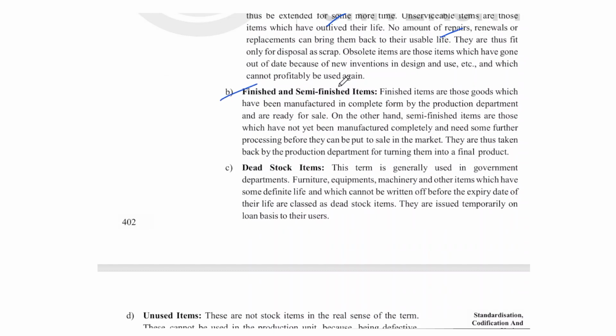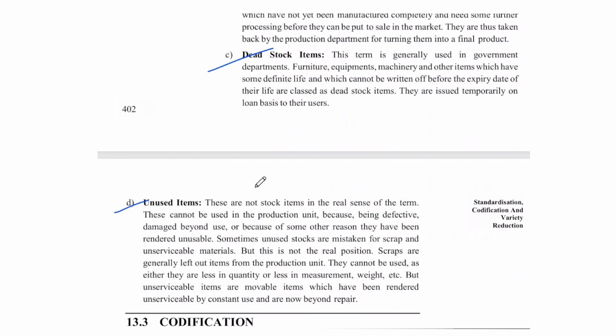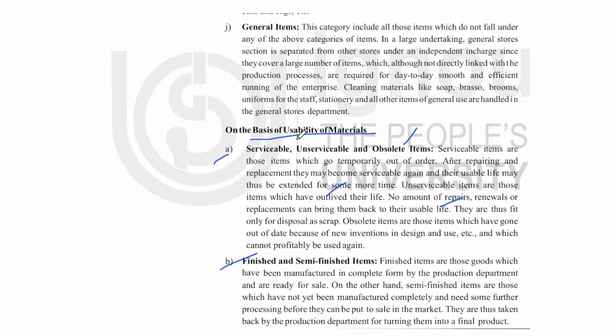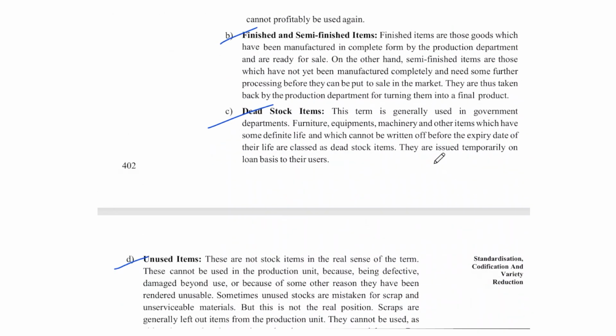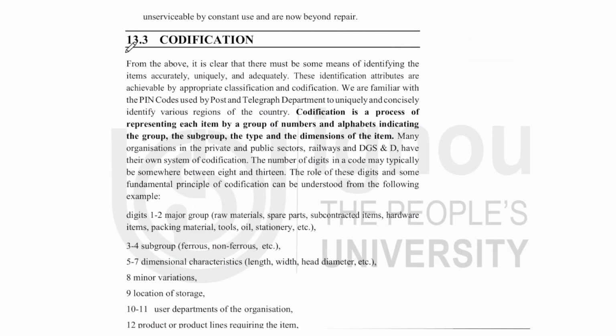Next is finished and semi-finished items, dead stock items, and unused items. So these are the classifications on the basis of usability of materials. And next is codification. Okay, so what is codification? From the above, it is clear that there must be some means of identifying the items accurately, uniquely, and adequately. And these identification attributes are achievable by appropriate classification and codification.